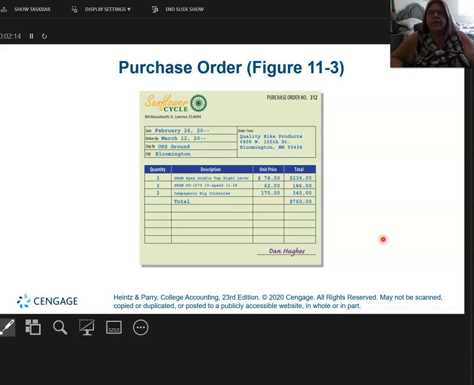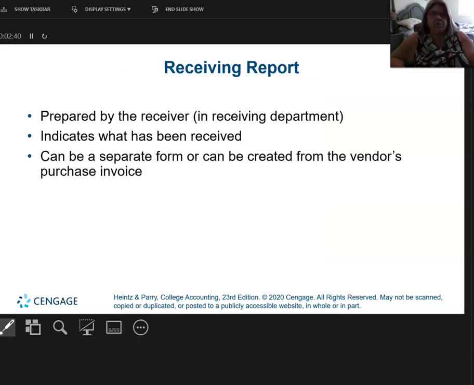And you might hear the word PO for purchase order or PR for purchase requisition, but this is actually a true document that says, I want to buy this stuff. Each of these quantities, here's the price, here's the description, here's the total. So once the supplier, once Quality Bike gets this purchase order, they're going to prepare it. Now they're going to be the seller, I'm going to be the buyer, but they're going to be preparing it and they're going to send it to me.